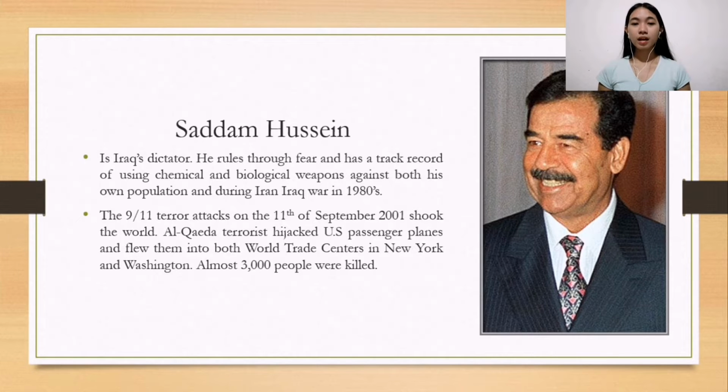The 9/11 terror attacks on the 11th of September 2001 shook the whole world. Al-Qaeda's terrorists hijacked U.S. passenger planes and flew them into both World Trade Centers in New York and Washington. Almost 3,000 people were killed. But a question here is, it was the Al-Qaeda terrorists who hijacked and launched the 9/11 terror attack on the U.S. But why did the U.S. invade or go after Iraq? Well, it wasn't that Iraq had a hand in 9/11. It was the fear that Iraq could have a hand in the next 9/11 because, as I've stated, they have the use of weapons of mass destruction.